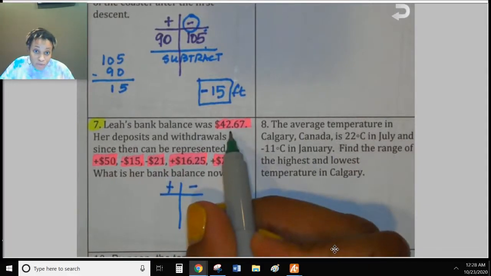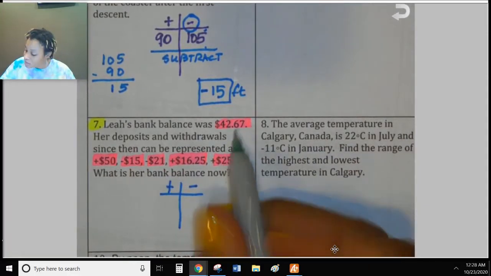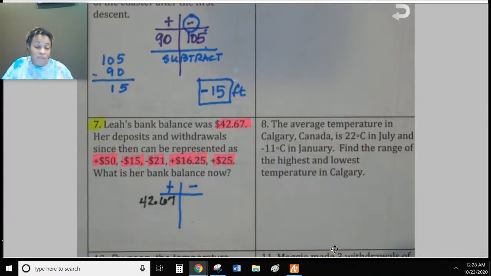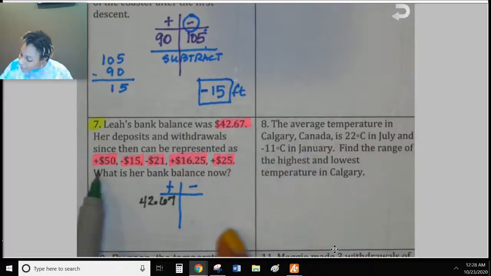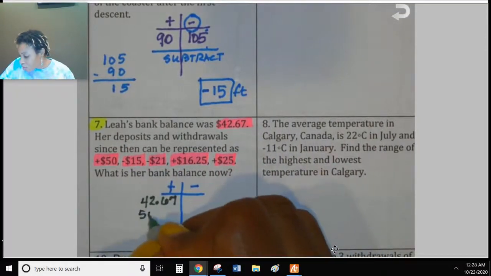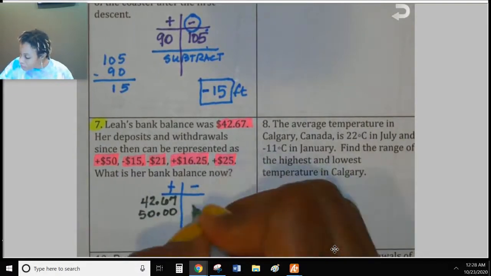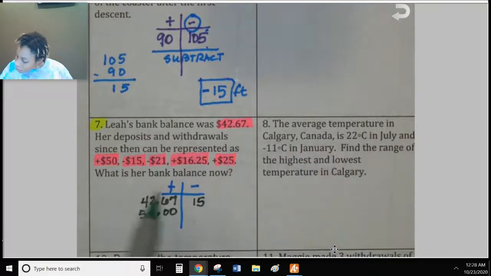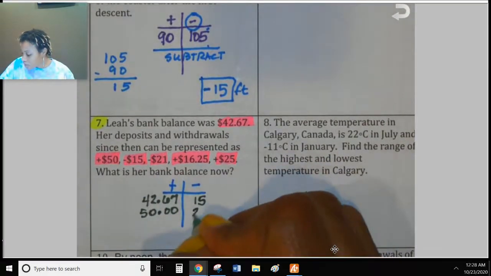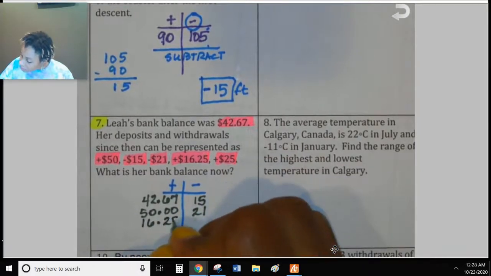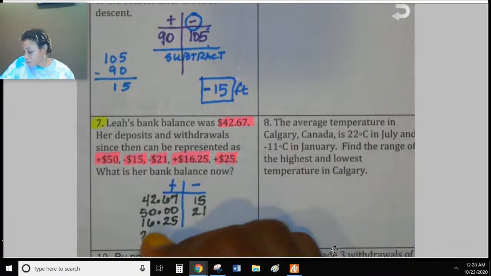So we always want to start with her beginning balance. What she has is positive $42.67. And what we're going to have to watch here is lining up those decimal points. Remember, we talked about addition and subtraction of decimals. That's coming in here. Then she added $50. So that's a whole number. Our decimal point is here behind the zero. She withdrew $15. So that's a negative. Then she withdrew 21. That goes on the negative side. She deposited $16.25, positive side, and $25, positive side.